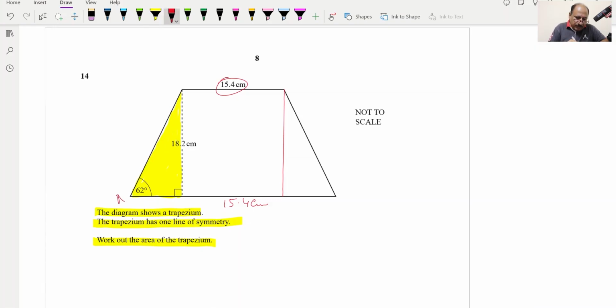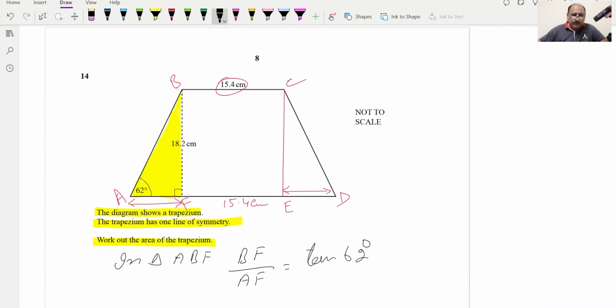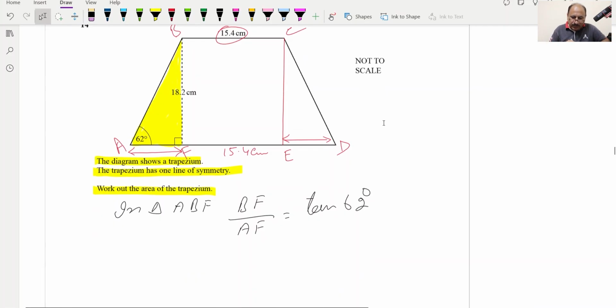And what we will do, we will label the drawing A, B, C, D, E and F, so that we can refer it. And F, E, basically this length is same as the above one, so we have written this one as 15.4. We need to find this length. ED and AF are same length, so we will find AF. So we will write in triangle ABF, BF over AF is equal to tan of 62 degrees. Tan of 62 degrees mean what? BF is given, which is 18.2, and AF we need to find is equal to tan of 62 degrees.